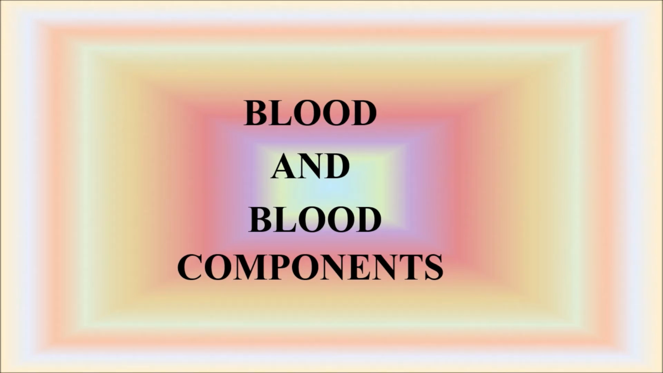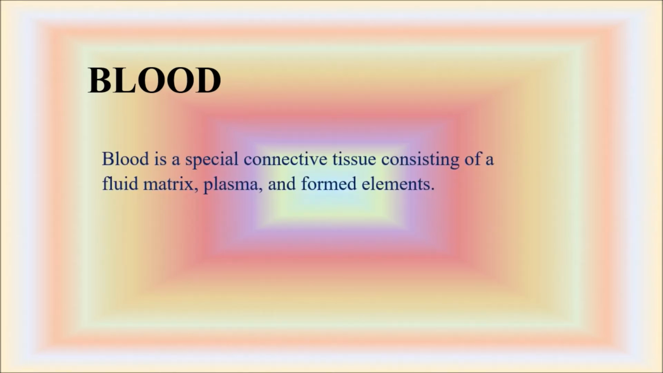In the earlier classes, we have discussed the heart, valves, and all. Now, we will discuss blood and blood components. First, we will see the definition of blood. Blood is a special connective tissue consisting of a fluid matrix, plasma, and formed elements.